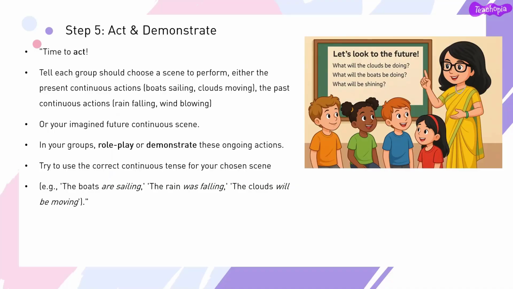Time to act. Tell them each group should choose a scene to perform, either the present continuous actions, boat sailing, clouds moving, the past continuous actions, rain falling, wind blowing, or your imagined future continuous scene. In your groups, role play or demonstrate these ongoing actions. Try to use the correct continuous tense for your chosen scene. Example, the boats are sailing, the rain was falling, the clouds will be moving.